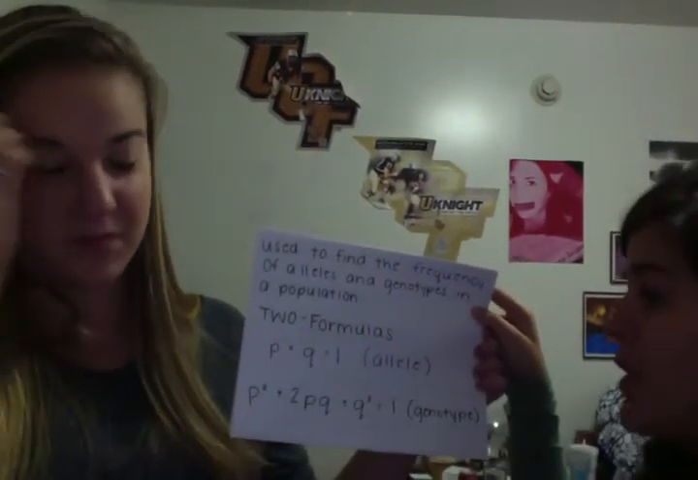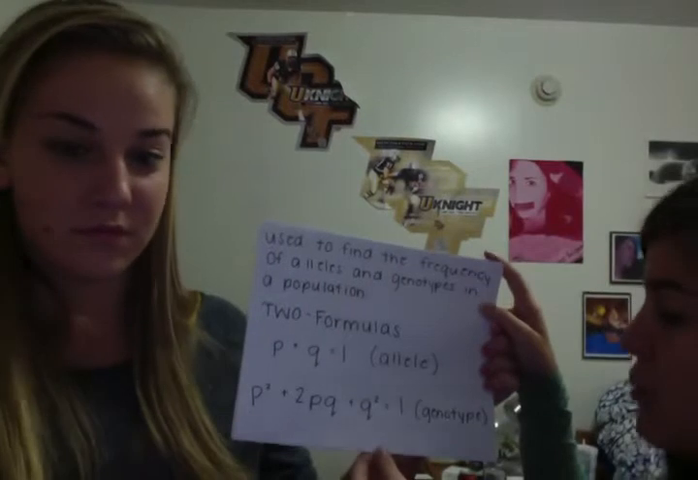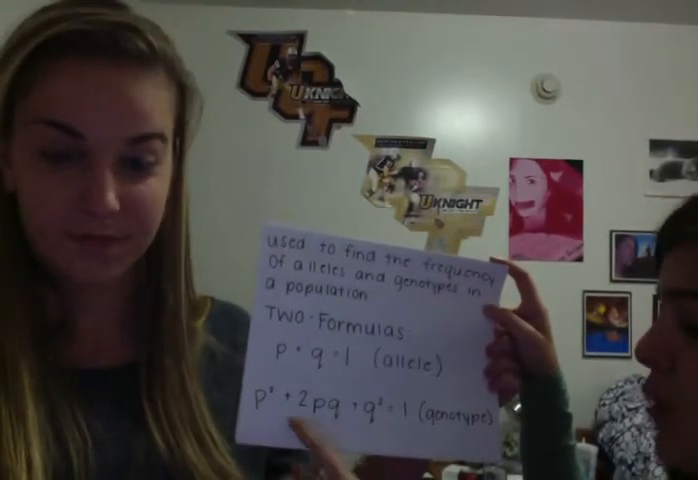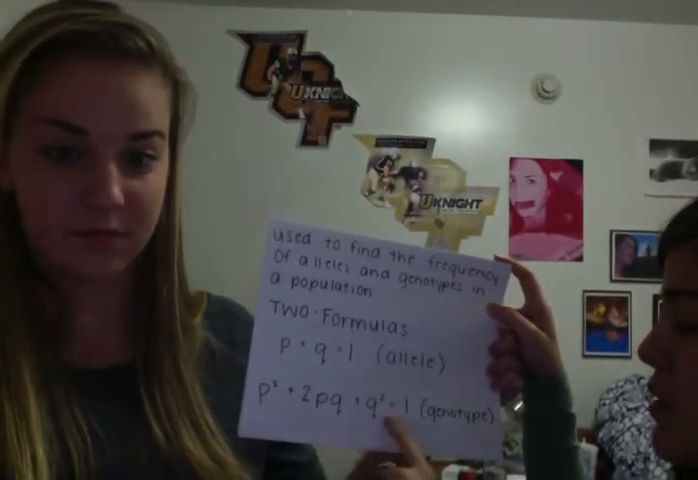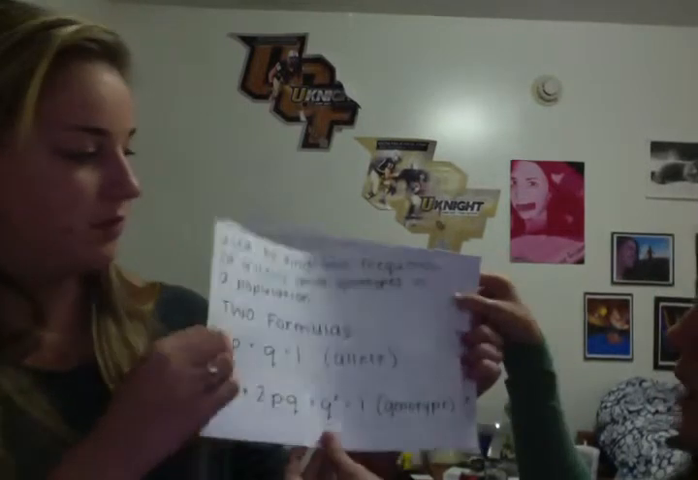We have two formulas for this: P plus Q equals 1, which is the allele formula, and P squared plus 2PQ plus Q squared equals 1, which is the genotype formula.